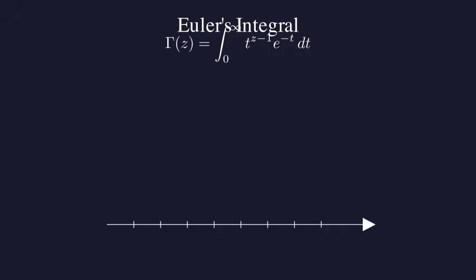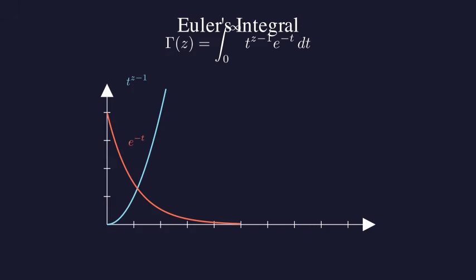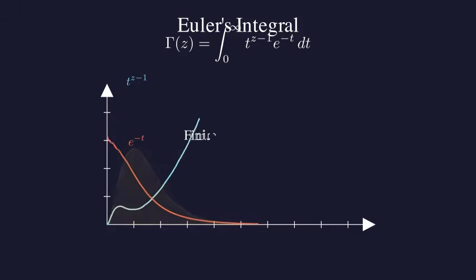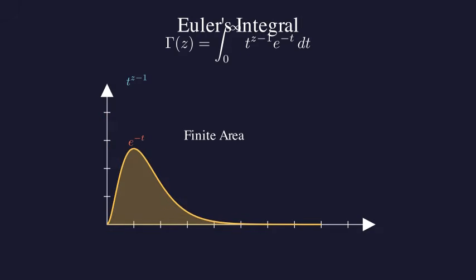As we visualize the graph of the integrand, notice the competition between the two parts. The t term tries to pull the graph up towards infinity, while the exponential term crushes it down towards 0. This creates a bump or a pulse with a finite area.